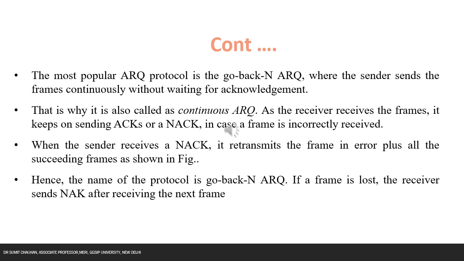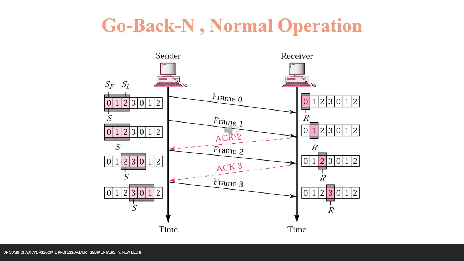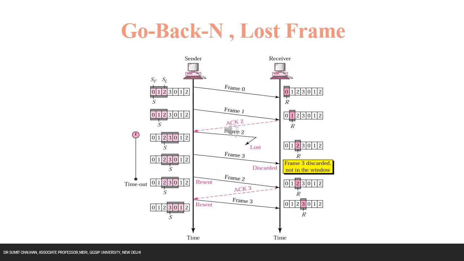As the receiver receives the frames, it keeps on sending acknowledgements or negative acknowledgements. In case a frame is incorrectly received, when the sender receives a negative acknowledgement, it retransmits the frame in error plus all the succeeding frames, as shown in the figure. Hence the name of the protocol is go back N ARQ. If a frame is lost, the receiver sends a negative acknowledgement after receiving the next frame. Now this figure showcases the normal operation of go back N. Now this one is go back N with a lost frame.